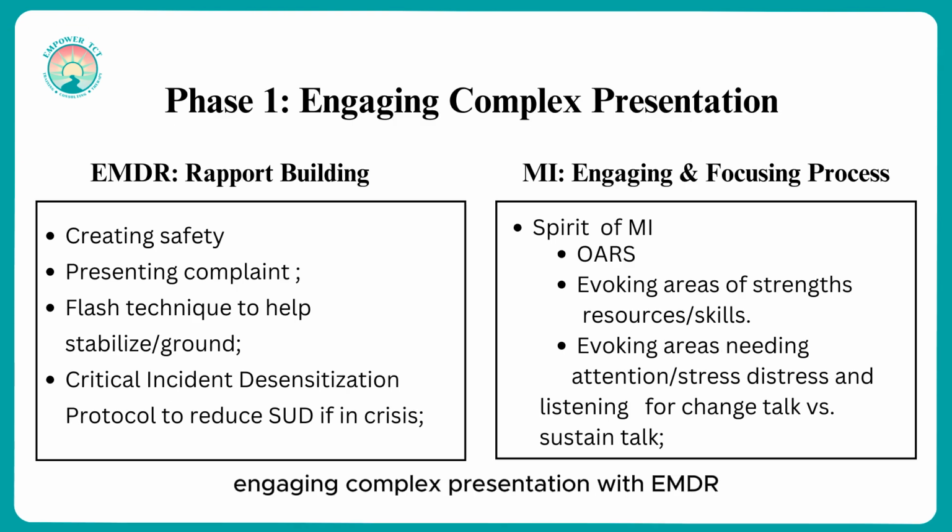So with phase 1, engaging, complex presentation, with EMDR, our goal is to build rapport, right? And we do that by creating a sense of safety. We begin our kind of biopsychosocial inquiring about the presenting complaint. When we're starting to do the target sequence planning, or before we even do any target sequence planning, we might use the flash technique, those of us that are trained in that, to kind of help stabilize or ground the individual, maybe do some resourcing, or those of us that are trained in some sort of a crisis intervention technique, using something like that.